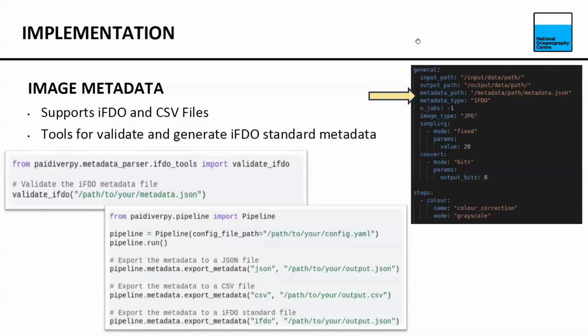About metadata, the package supports simple CSV files, if you have tabular files, and it also supports IFGO metadata. IFGO, for people that are not familiar, is a FAIR metadata format for images that follows the FAIR principles. We are planning to add AI-friendly metadata like Croissant in the future. And we are also implementing in the package some tools to validate and generate IFGO metadata. So if you have metadata in CSV, you can export it to IFGO.